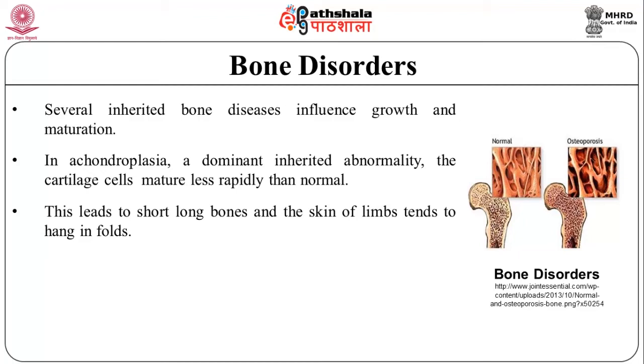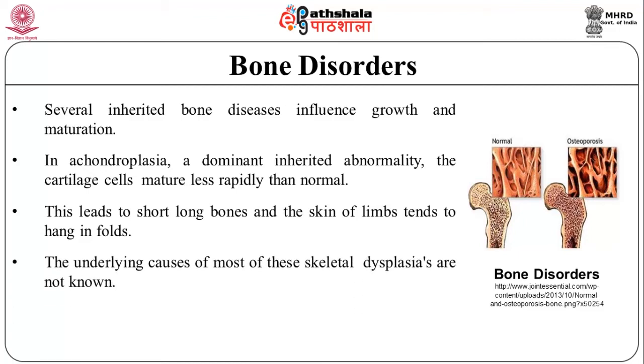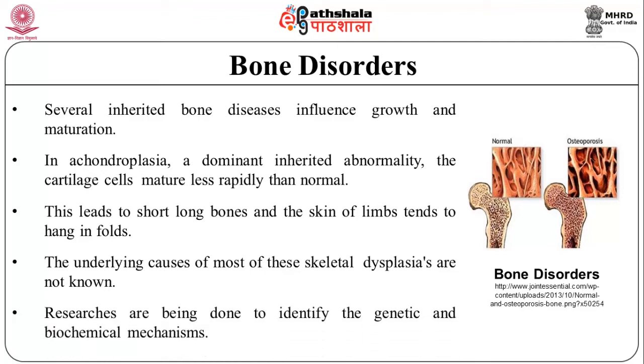A recessive abnormality known as osteochondrodystrophy results in decreased growth of articular cartilage and consequently metaphyseal development is delayed. Degenerative changes in joints, sclerosis may lead to restriction of movement. The underlying cause of most of these skeletal dysplasias are not known. Researches are being done to identify the genetic and biochemical mechanism.